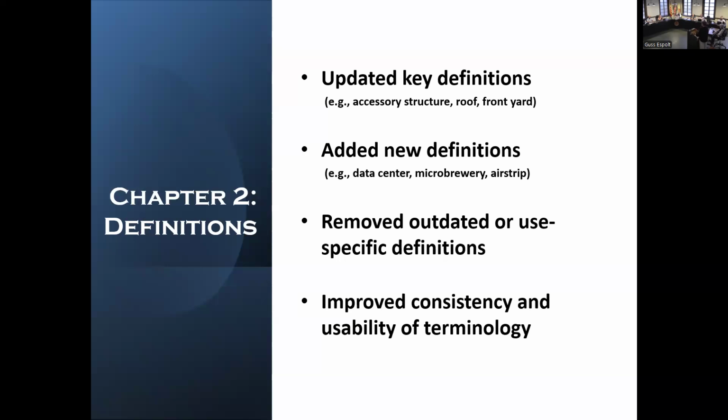One example was the definition of smoke. It actually was very specific to marijuana, so we made sure that was still in the marijuana section, but then actually defined what smoke really is in chapter 2 of definitions. And then overall, we just improved the consistency and usability of the terminology for definitions, chapter 2. Next, please.